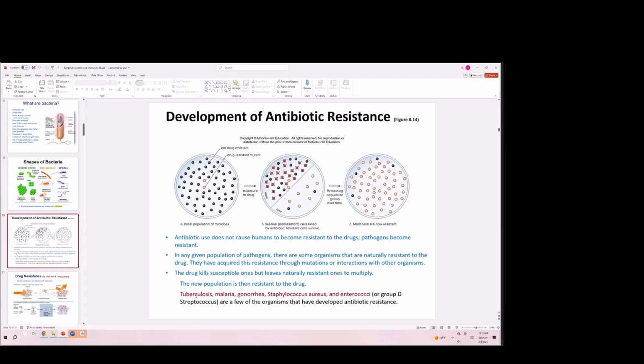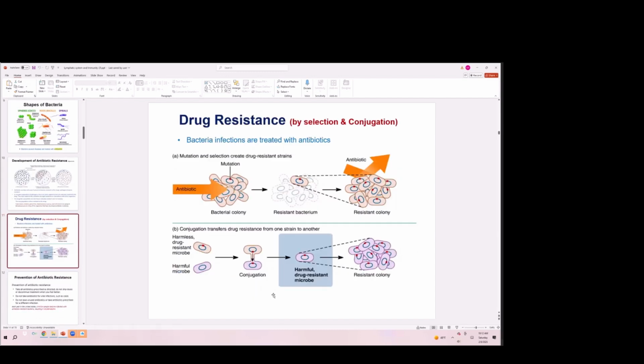We are having issues now with tuberculosis, malaria, gonorrhea, staphylococcus. All these are groups that have become slightly resistant. But to illustrate the mechanism, we go to the second slide here. Again, imagine this bunch of bacteria with one of them slightly different. When you challenge it with antibiotics, it kills all the other ones besides the one that has this mutation. When you stop taking the antibiotics, it allows this population to grow.